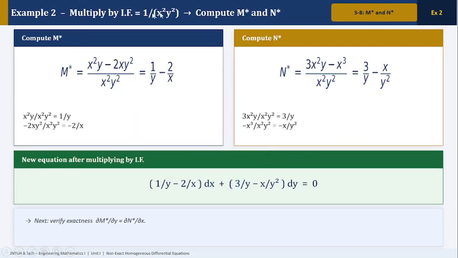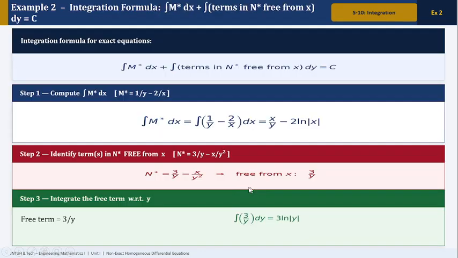Next, we multiply the integrating factor with capital M, assume it as M star, and capital N with the integrating factor, assume it as N star. So M star equals, dividing each term of M by x squared y squared, we get 1 by y minus 2 by x, and dividing each term of N by x squared y squared, we get 3 by y minus x by y squared. The new equation after multiplying by the integrating factor is M star dx plus N star dy equals 0. And again we verify the condition for exactness.